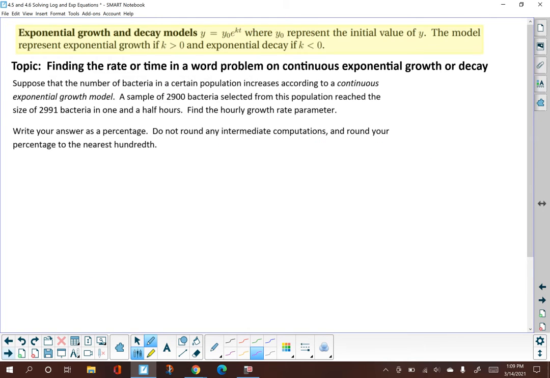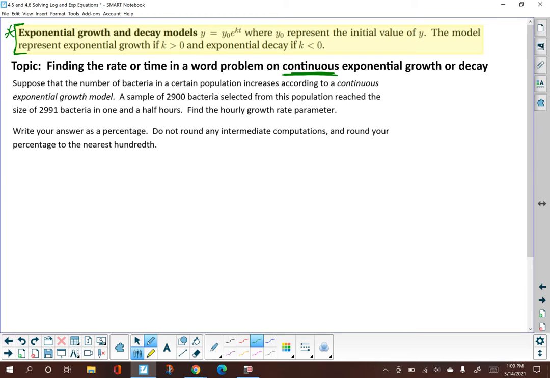All right, next topic. Finding the rate or time in a word problem on continuous exponential growth or decay. So the key word here is continuous. And because it's continuous, we know that it is base e. So on your formula sheet, you have this little paragraph, exponential growth and decay model, y is equal to y naught e to the kt, where y naught represents the initial value of y. If that k is positive, it represents exponential growth. If k is negative, it's exponential decay.